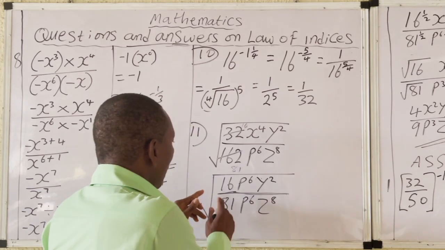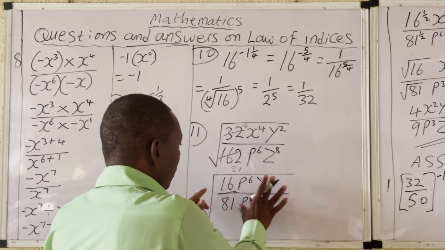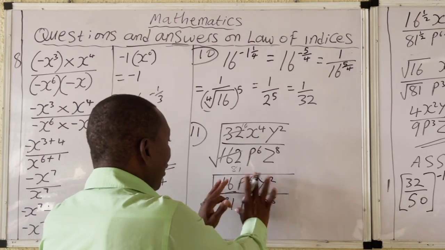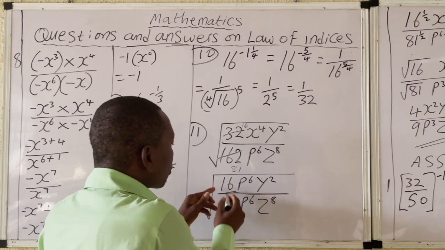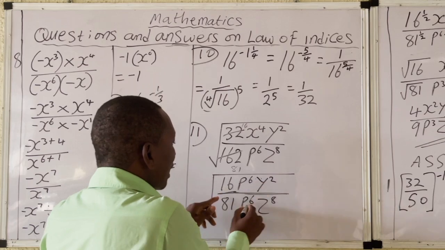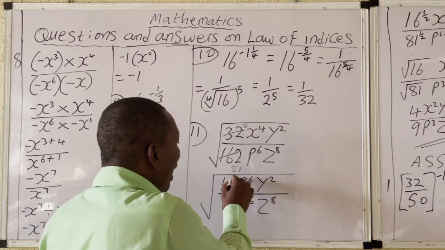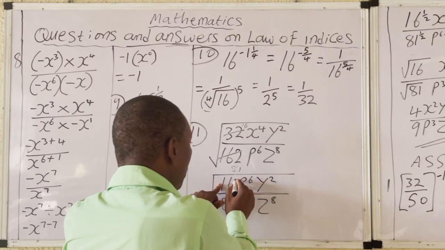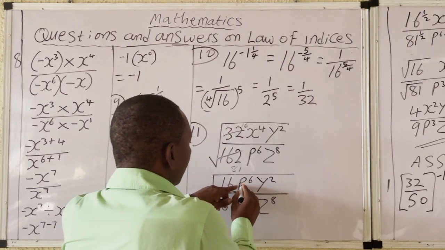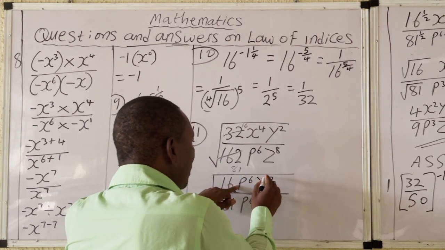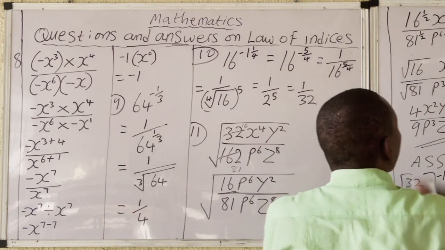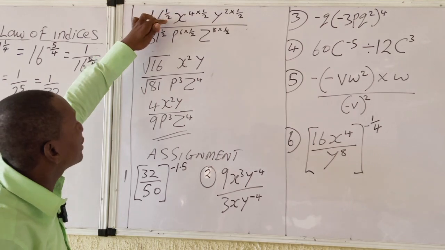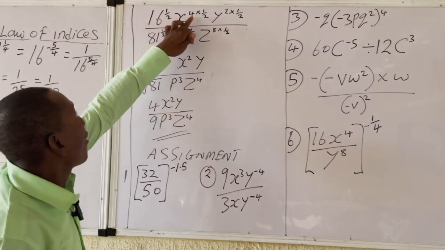Now, everything in this place, we are looking for the square root of everything here. We can decide to raise each value to 1 all over 2. It's the same thing as having the square root. So we now have 16 raised to the power 1 over 2, p raised to the power 6 times 1 over 2. That's the power. So that's what we have here. We have 16 raised to the power 1 over 2, x raised to the power 4.